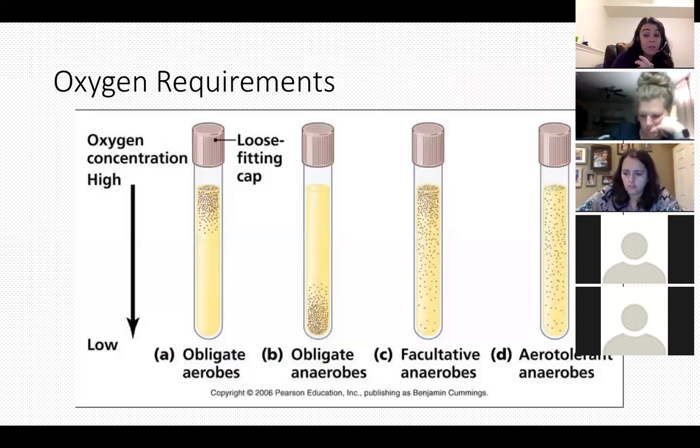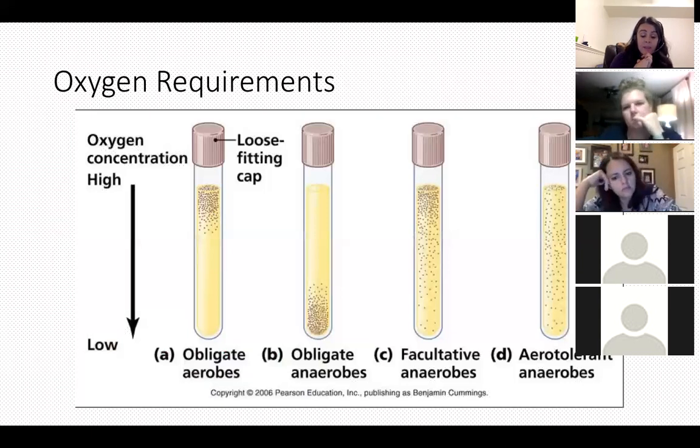If you only see growth at the bottom, that tells you it is an obligate anaerobe, kind of like the Clostridium tetani that we talked about in our clinical submission a couple of weeks ago. The oxygen doesn't diffuse all the way down into the tube, and so you're only seeing the growth at the bottom portion of that tube that is anoxic.